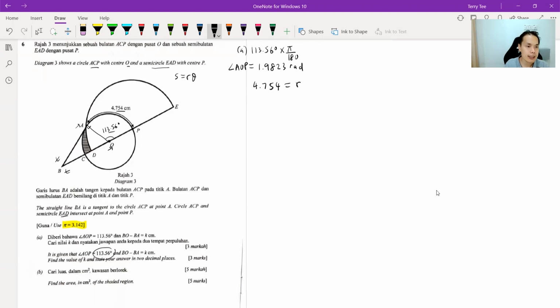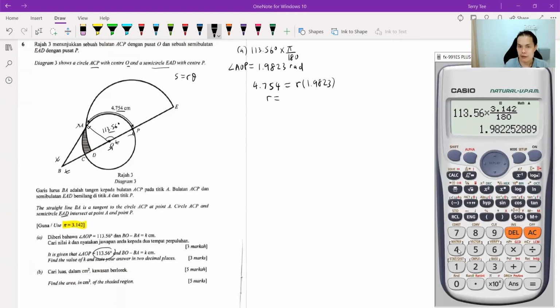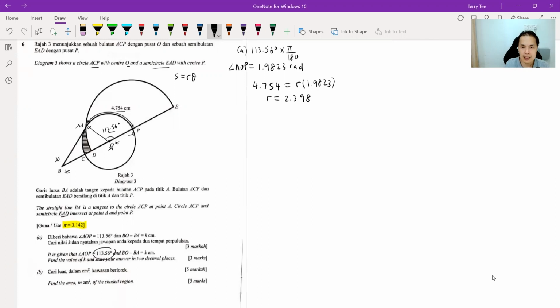Once you know this angle, we can use S equals R theta. Your R is the length of OP, which is the radius of the sector of the smaller one, not the semicircle. I'm referring to this sector here. Your theta is 1.9823. Let's find the value of R. Using my calculator, 4.754 divide 1.9823, I got 2.398. My radius is 2.398 cm.